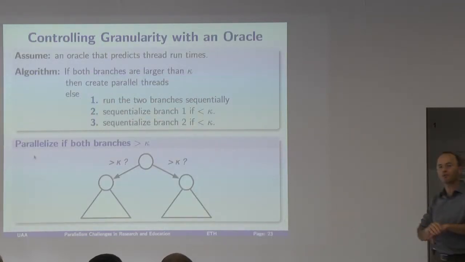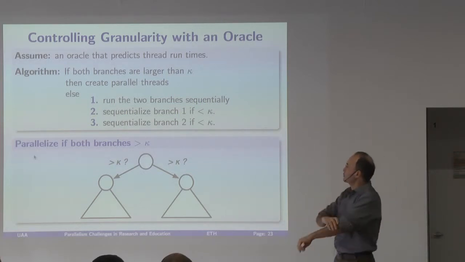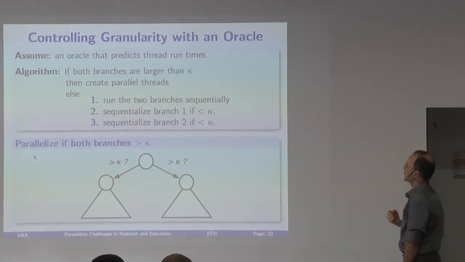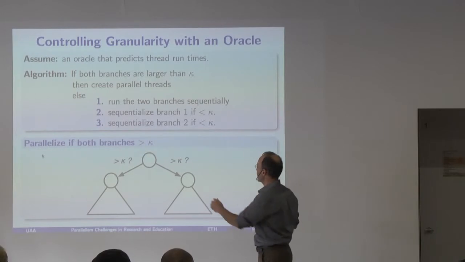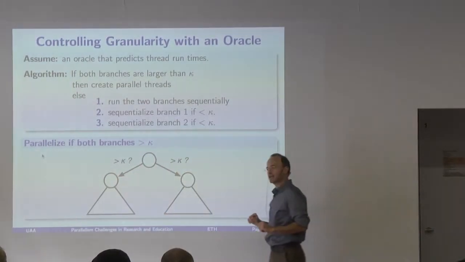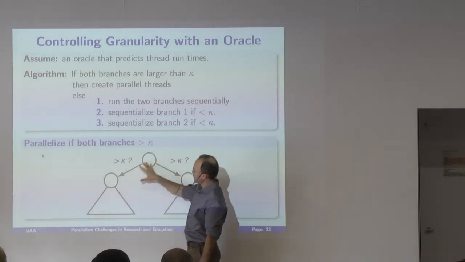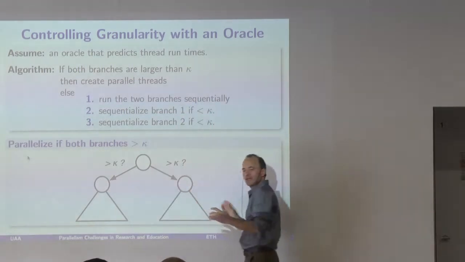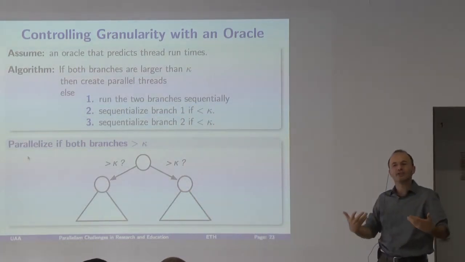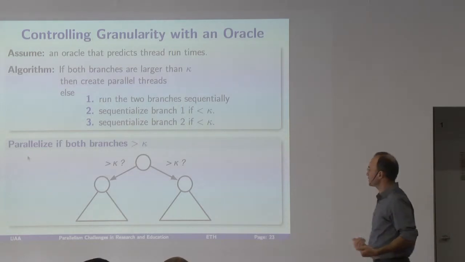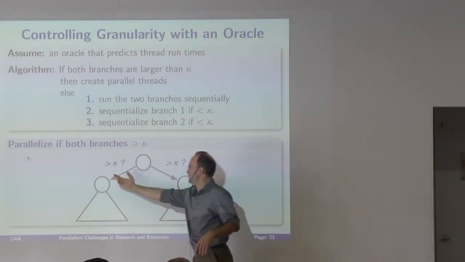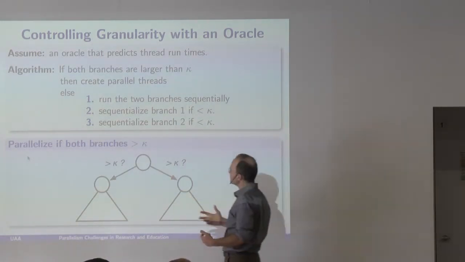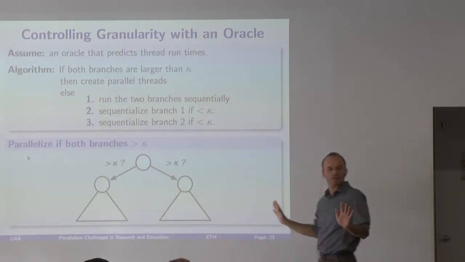So in order to understand how we might solve this problem, let's suppose that we have access to an oracle that predicts the runtime of a particular parallel thread. At the point where we're going to create parallel tasks, we can say, well, hey, Oracle, are the two branches that I'm going to execute, left or right, substantial enough to amortize the cost of parallelization? And that we can determine by some constant kappa. So if the two branches are bigger than kappa, go ahead and parallelize. If not, serialize. A very simple idea.